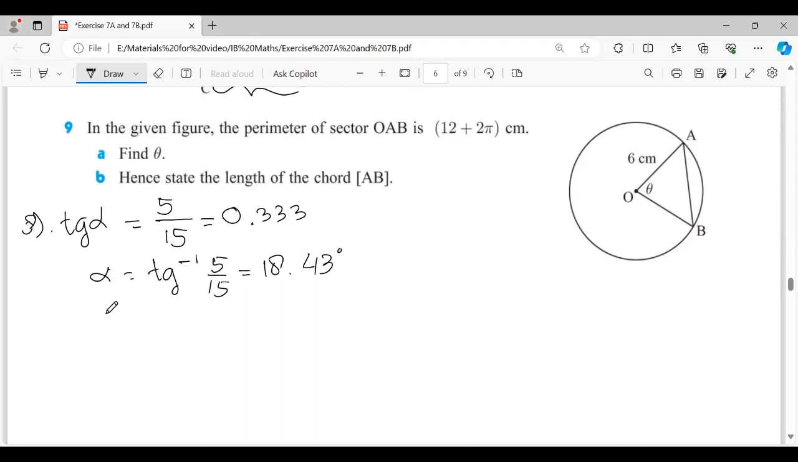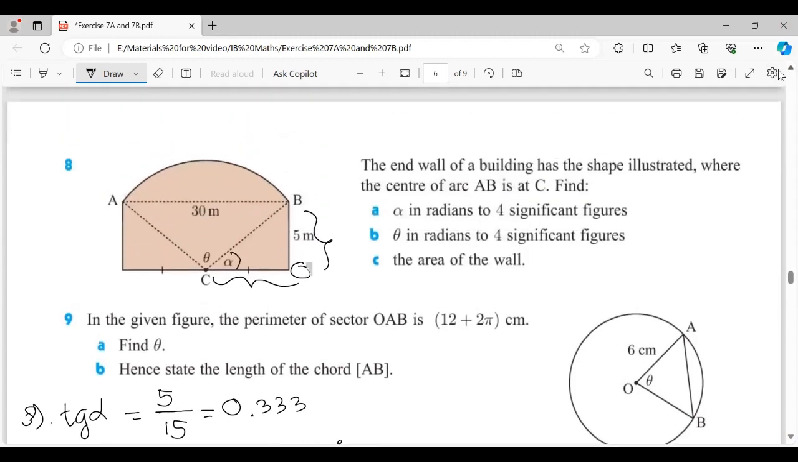Now after that, we're going to convert from degrees to radians. So 18.43 times pi over 180. And if you calculate, it becomes 0.3216 radians. Okay. And then that is alpha in radians, 0.3216. We already answered this.